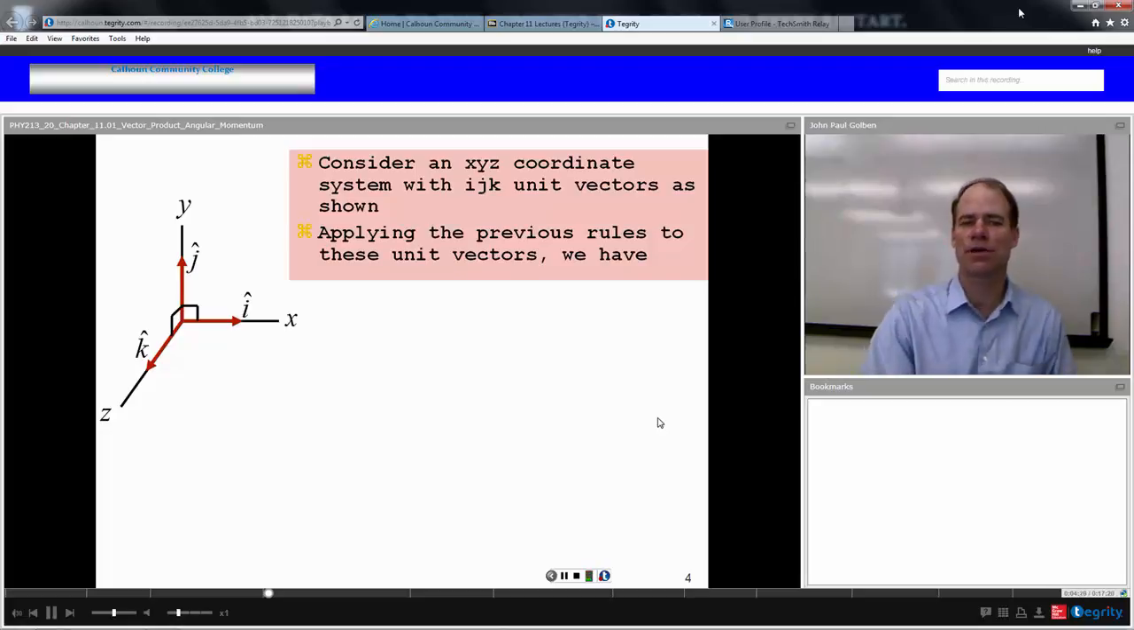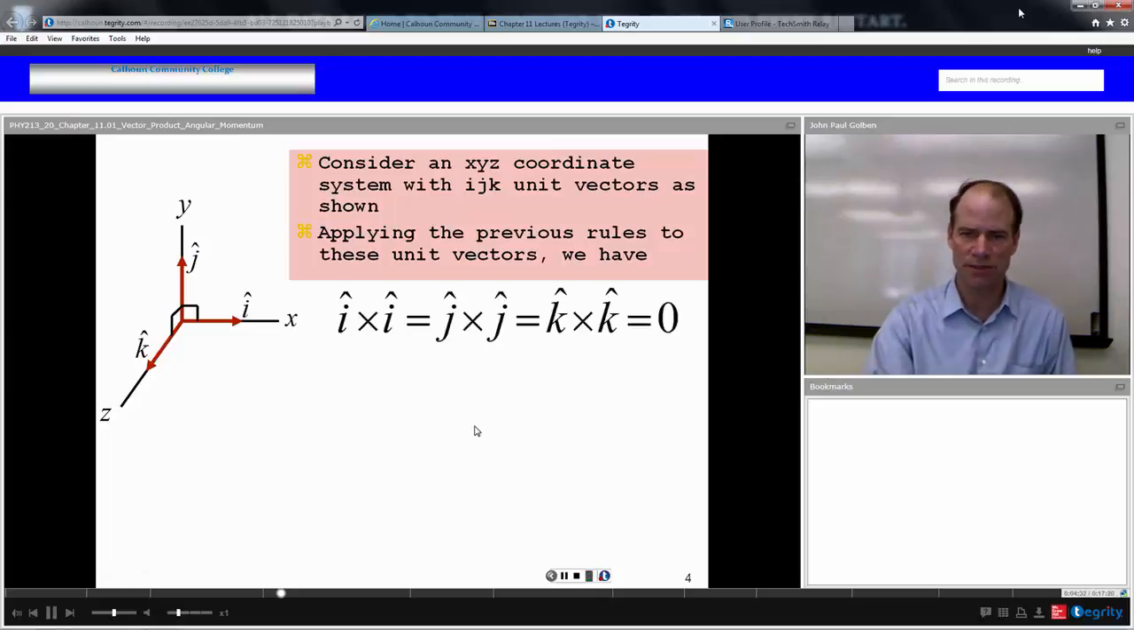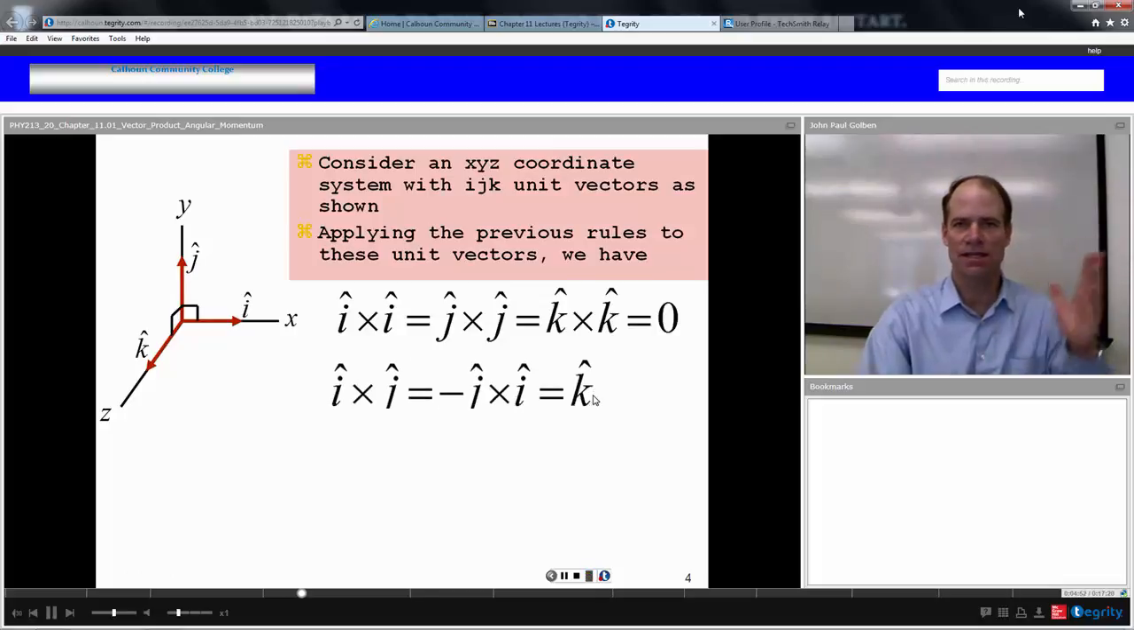Consider three unit vectors, which by definition are mutually perpendicular. So I have these unit vectors i, j, and k specifying the x, y, and z directions respectively. If I had any unit vector crossed with itself, I would have the magnitude of 1, times the magnitude of the other, 1, times the sine of 0 degrees, which would be 0. So any unit vector crossed with itself is going to be 0. i cross i, j cross j, or k cross k, 0.